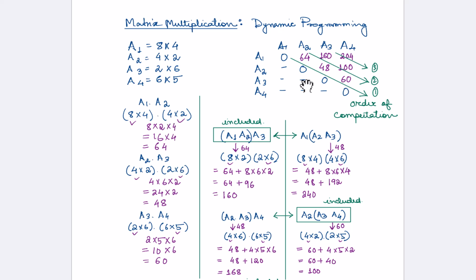So this was the first step. This was the first level, in fact, in this matrix. So we have the values here, 64, 48 and 60. Now we move on to the next level where we have A1, A3.